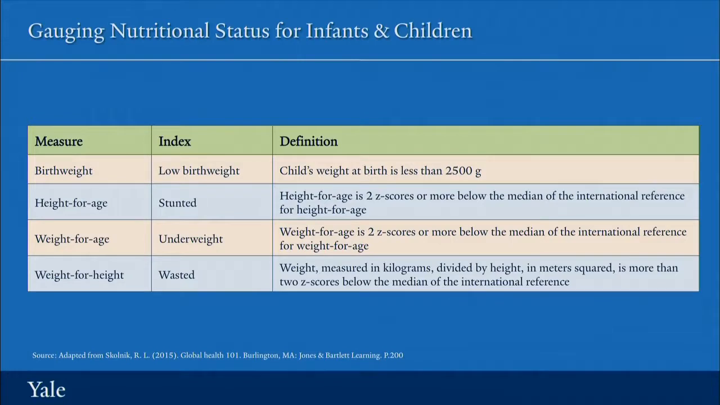First is birth weight, which has to do with the child's weight at birth. And there's a standard definition of low birth weight, and that has to do with a child whose birth weight is less than 2,500 grams. The birth weight of a child is a very important predictor of the likelihood that that child will thrive. And we'll talk more about what can be done to try to ensure that the child is born with a healthy birth weight above 2,500 grams.